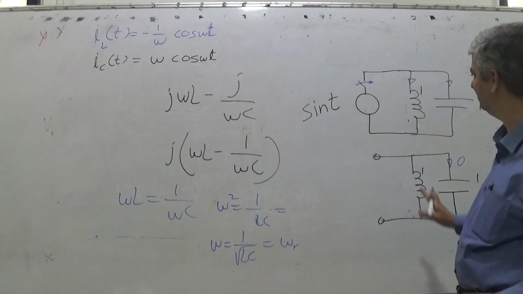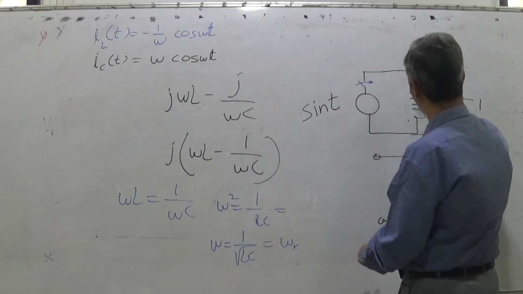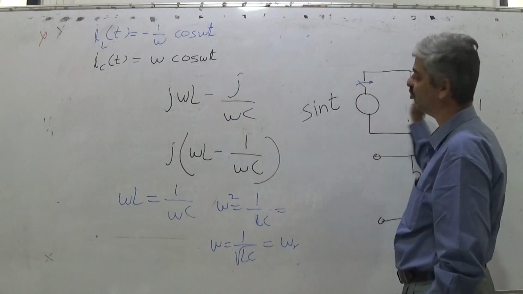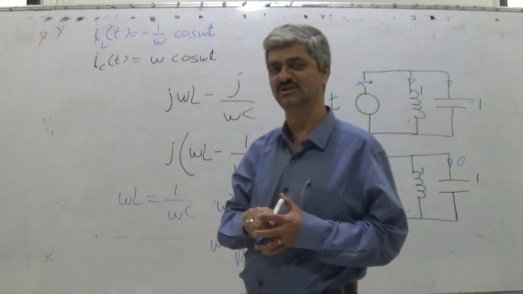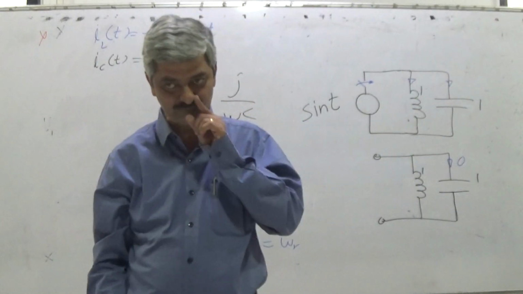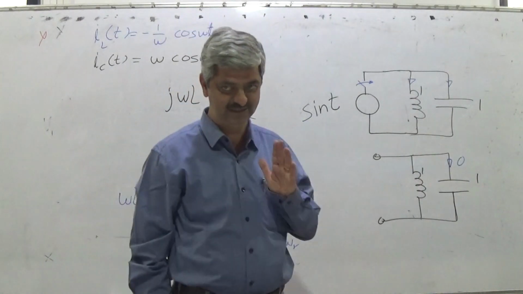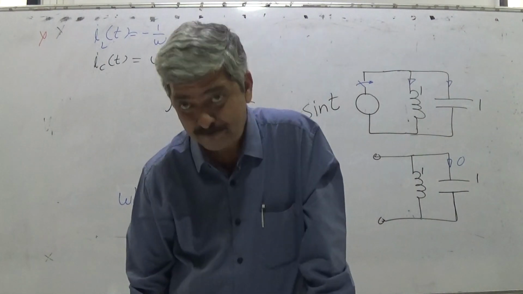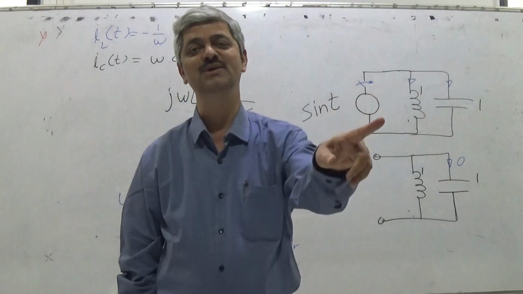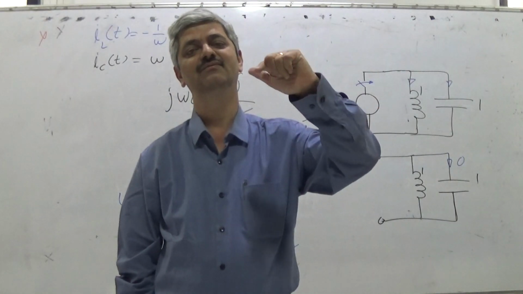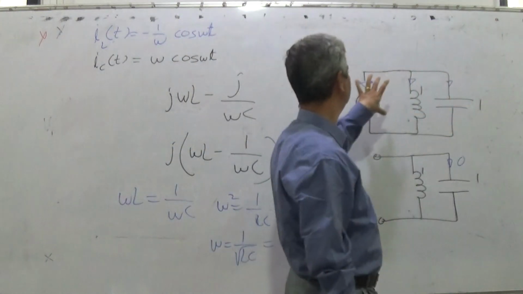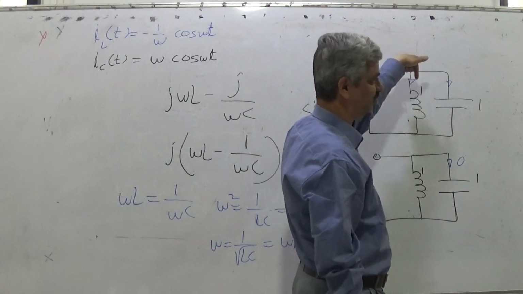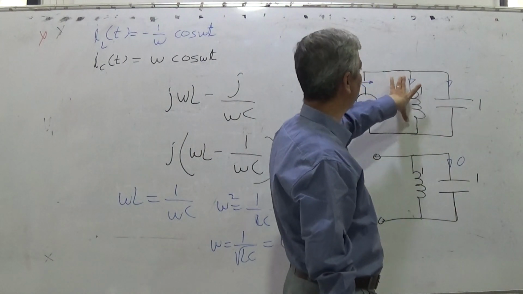Then connect it here, bring one voltage source, have it here, and close the switch. I am trying my level best. To what extent I will succeed, I don't know. Now close the switch. When you close the switch, what is the voltage across it? Sin t. Current through this is cos t, current through this is minus cos t. Net current is 0, net voltage is sin t.